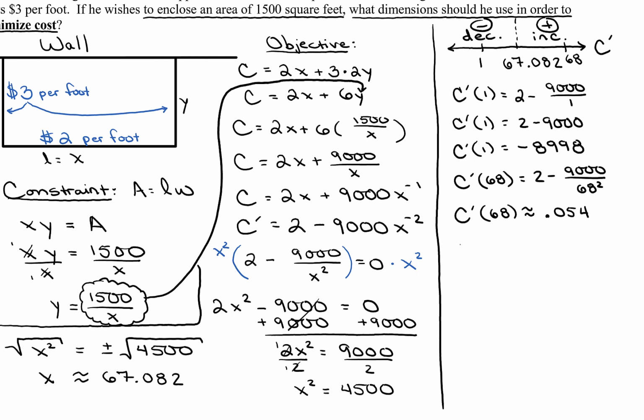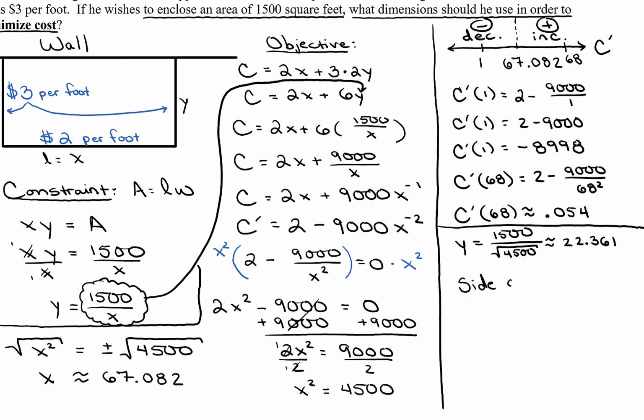So now we've got to find our value for y. I'm going to choose the equation that was solved for y, which was y equals 1500 divided by x. And I'm going to substitute in place of x what x was equal to. I'm going to choose the exact value for x, which is the square root of 4500. So y is equal to 1500 divided by the square root of 4500, which is approximately equal to 22.361.